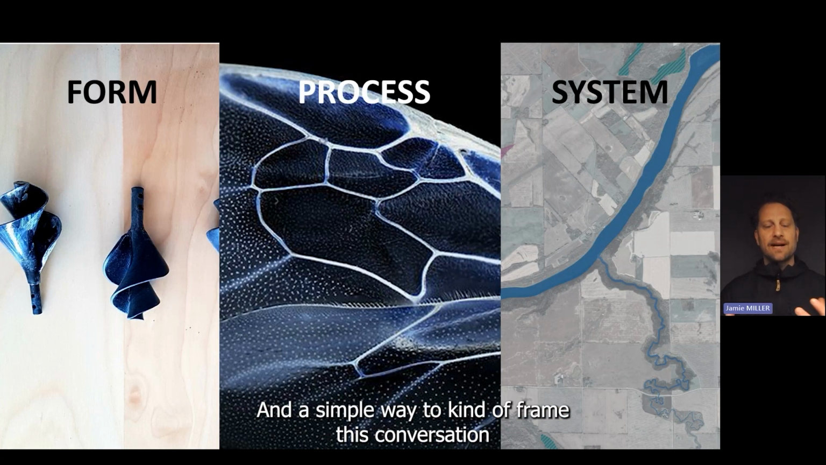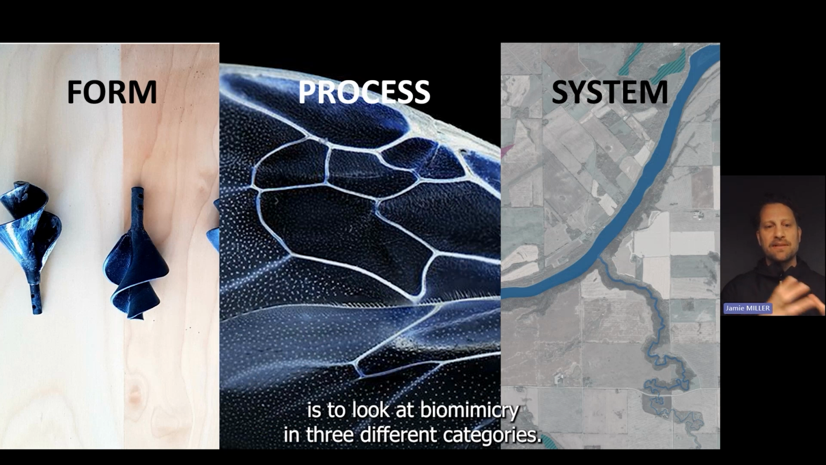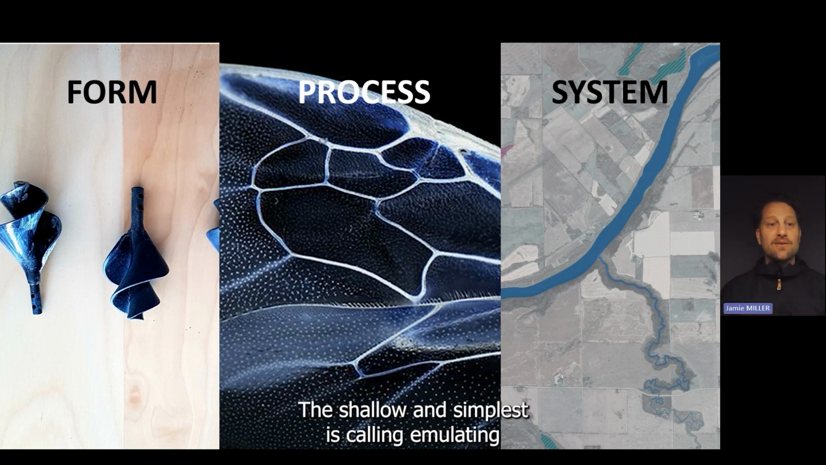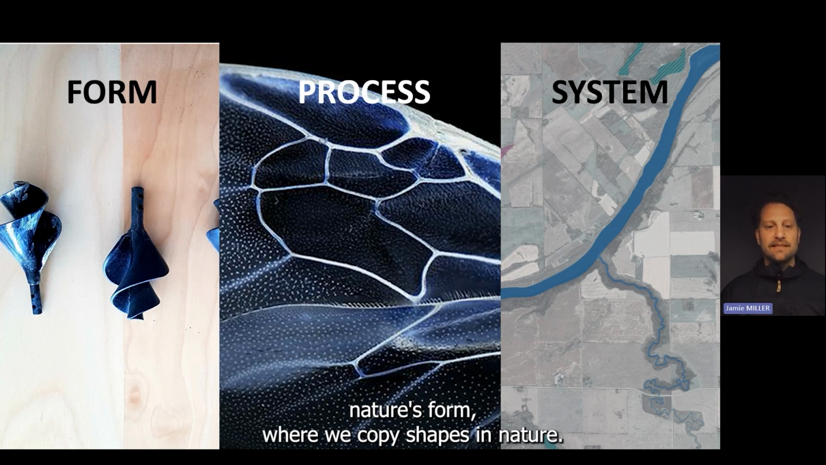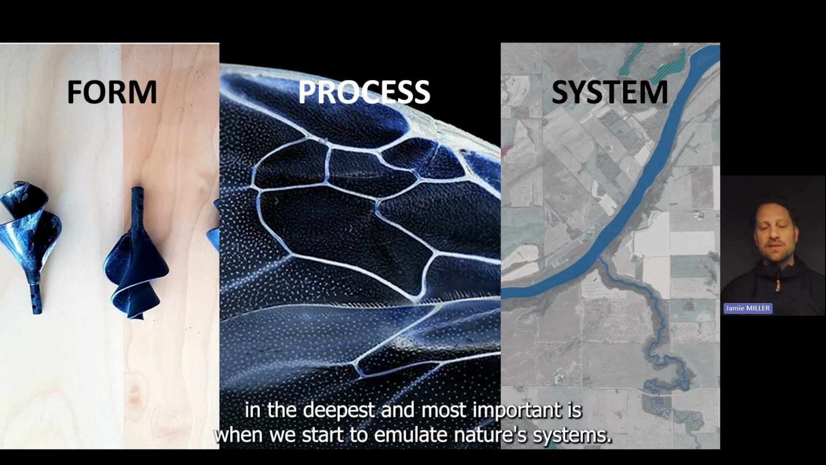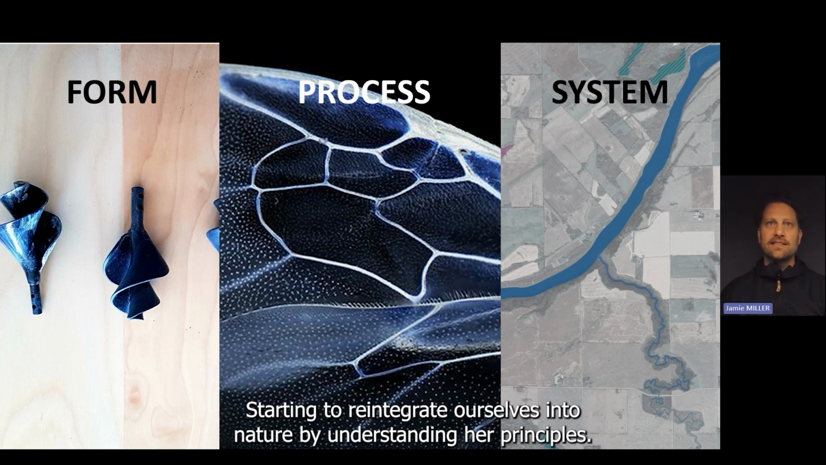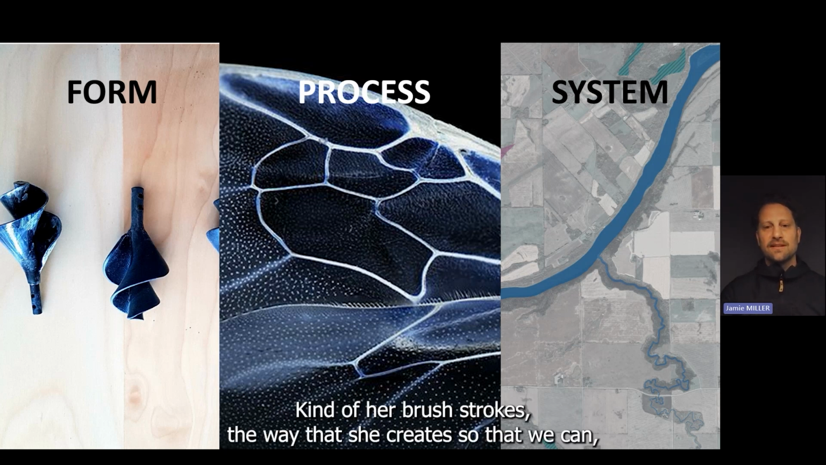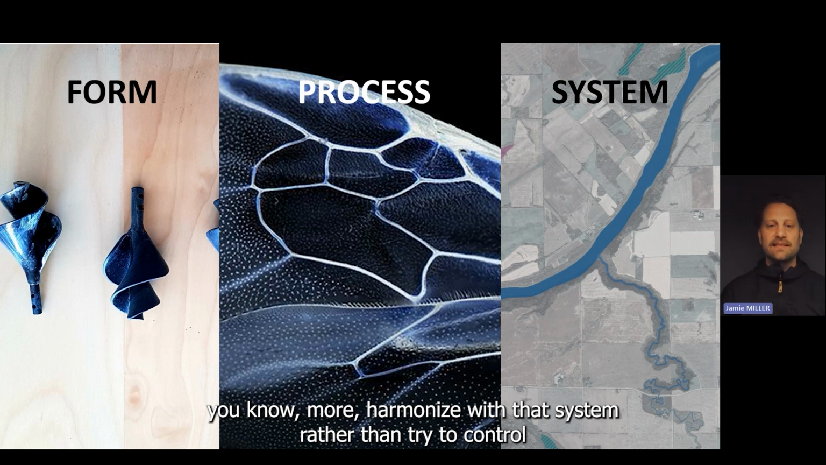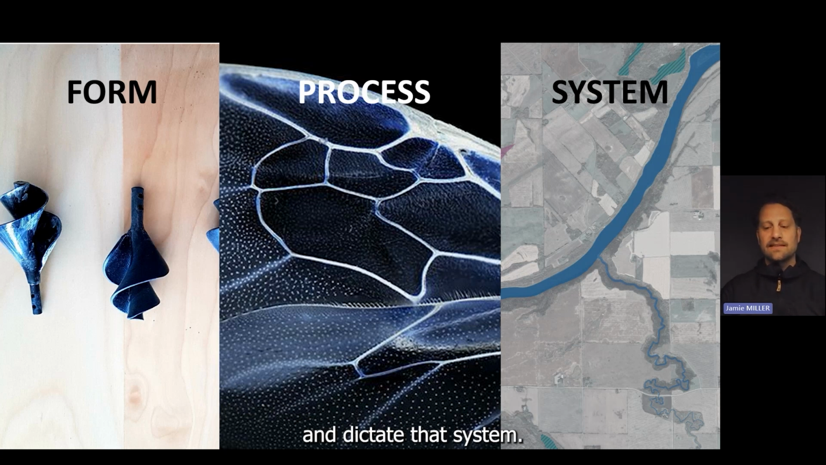A simple way to frame this conversation is to look at biomimicry in 3 different categories. The shallow and simplest is emulating nature's form, where we copy shapes in nature. A little bit deeper is when we start to emulate nature's processes, how nature manufactures, how nature behaves. And the deepest and most important is when we start to emulate nature's systems, starting to reintegrate ourselves into nature by understanding her principles, her brushstrokes, the way that she creates, so that we can more harmonize with that system rather than try to control and dictate that system.